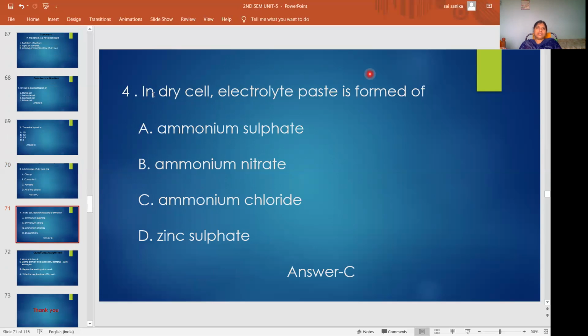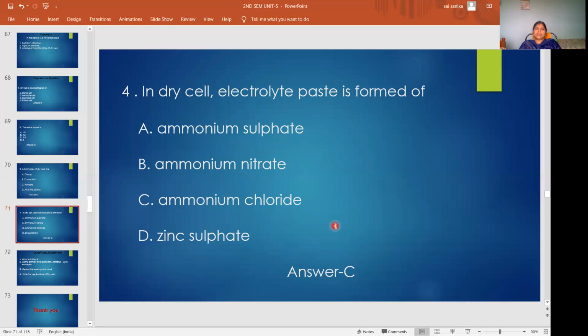Fourth one. In dry cell, electrolyte paste is formed of. Okay. So we studied, so what is the electrolyte? The paste of combination of which solutions? So here some options are given: A, ammonium sulfate, B, ammonium nitrate, C, ammonium chloride, D, zinc sulfate. So what is the answer?